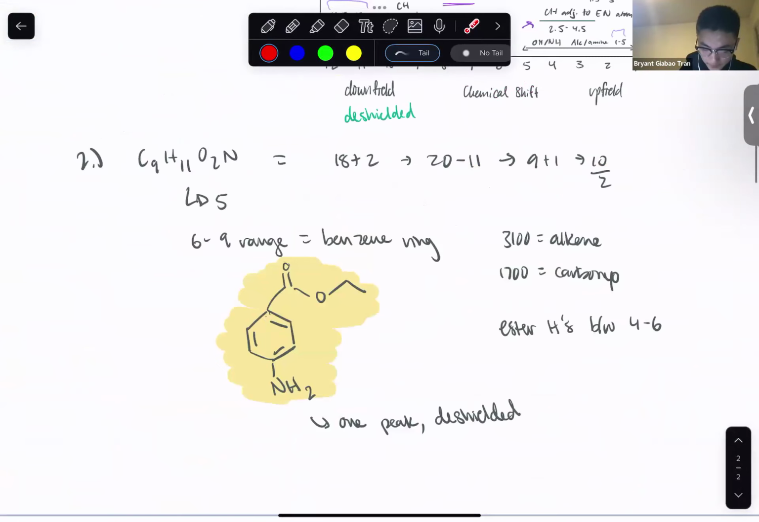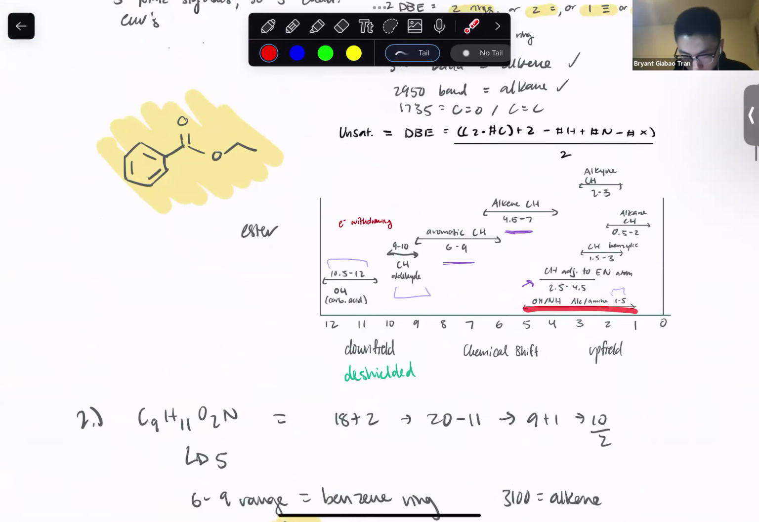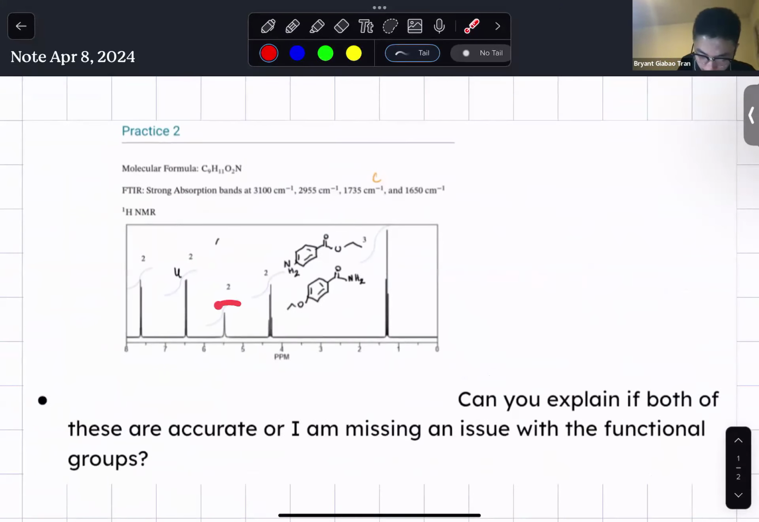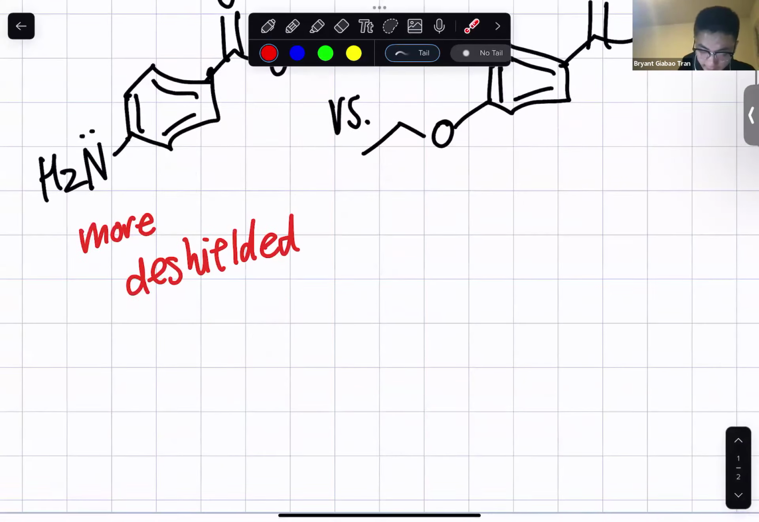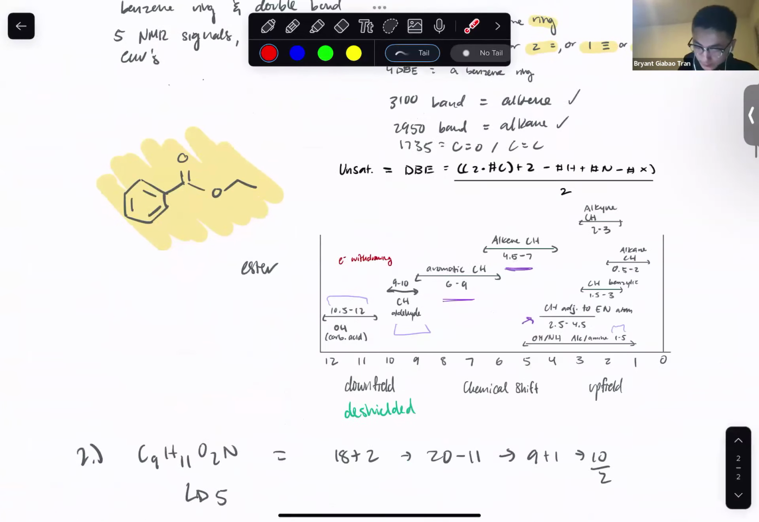Between 1 to 5, the alcohol or amine peak is usually around there, but in our case, the amine peak is between 5 to 6 because it's attached to the benzene ring that can do a lot of resonance.